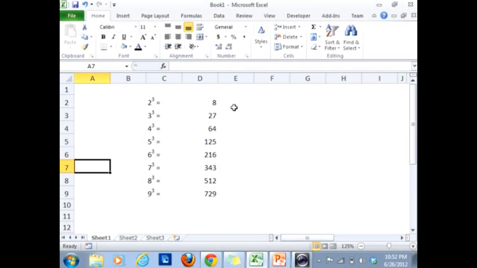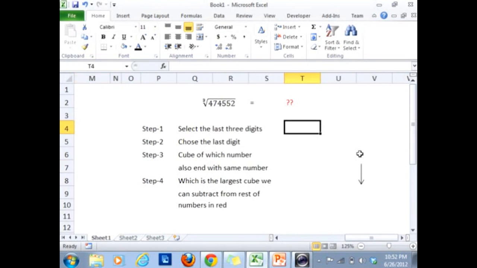So we have 2 cube is equal to 8, 3 cube is equal to 27, and similarly we have 4, 5, 6, and all these cubes here. So you need to remember these cubes to get the cube root of a large number. Now I have 4 basic steps to get the cube root of a large number. So first I need to select the last 3 digits of the number for which I want the cube root. So here I have 6 digits, so I will write 474 in red and 552 in blue.